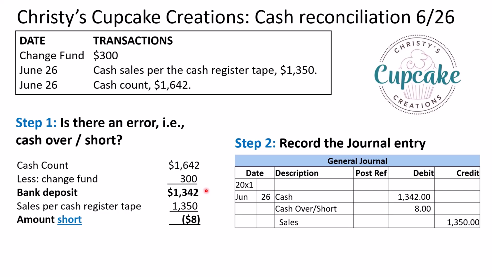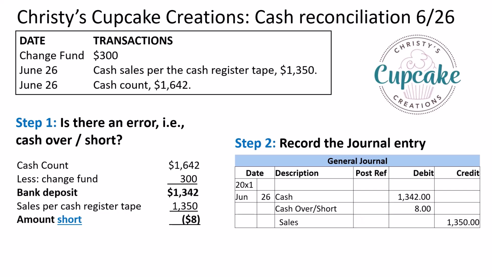Next, we compare what the business is going to deposit of $1,342 with the sales for the day of $1,350, and we find that the deposit is less than the sales by $8. In other words, we have less cash than we should have had. That means it's like an expense of the business. We're now ready to record the journal entry by debiting cash on the first line for $1,342, debiting cash short over on the second line for $8, and crediting sales for $1,350.